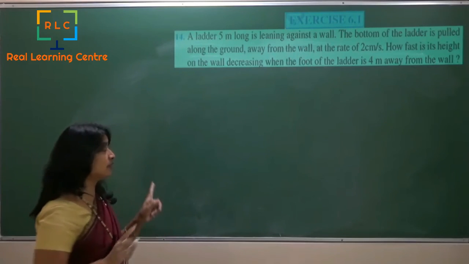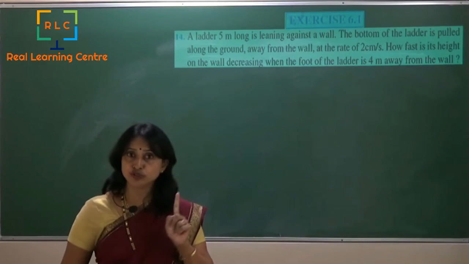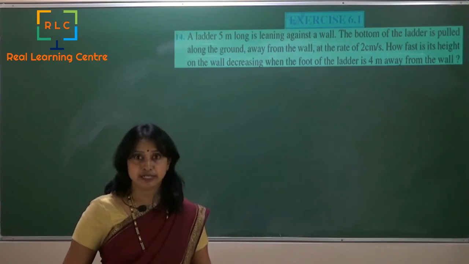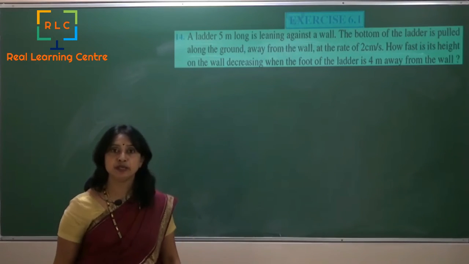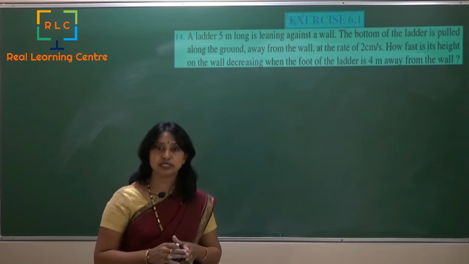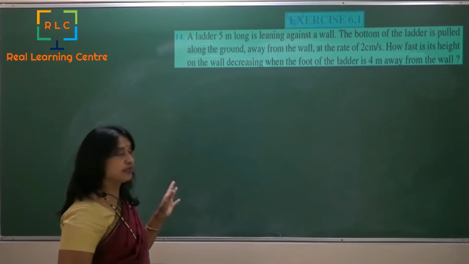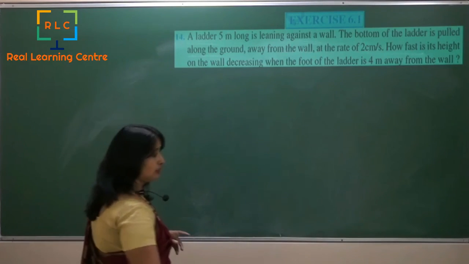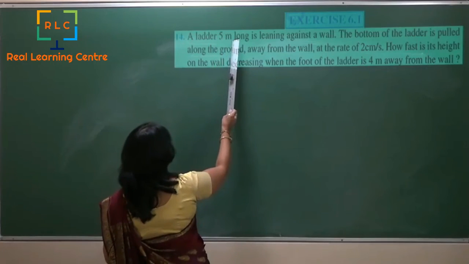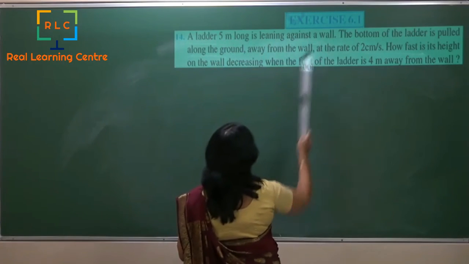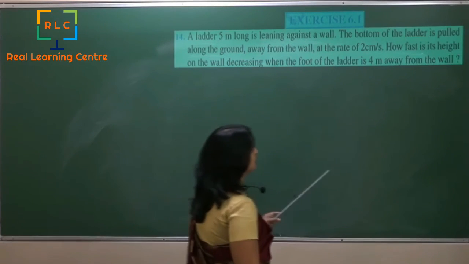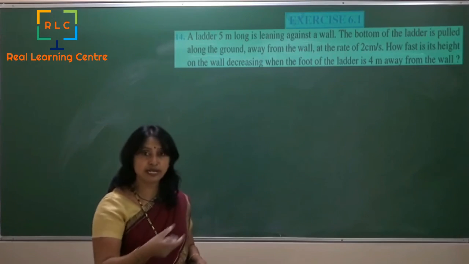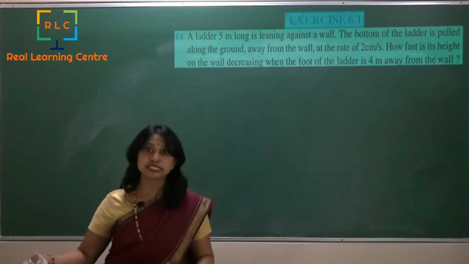So whenever you have a ladder problem, you are going to use Pythagoras theorem inside a right angle triangle. Because how is the ladder kept? Ladder is always put in such a way that it is leaning against a wall and a floor. So here I have a ladder which is of length 5 meter long. It is leaning against a wall. The bottom of the ladder is pulled along the ground, so the bottom is moving at a certain rate.